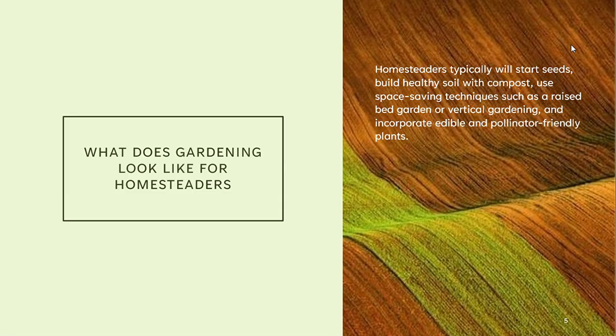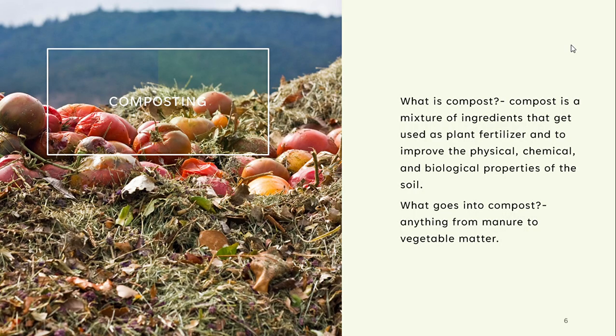What does gardening look like for homesteaders? Homesteaders typically start seeds, build healthy soil with compost, use space-saving techniques such as raised bed garden or vertical gardening, and incorporate edible and pollinator-friendly plants. Composting. What is compost? Compost is a mixture of ingredients that get used as plant fertilizer and to improve the physical, chemical, and biological properties of the soil. What goes in the compost? It can be anything from manure to dead leaves to vegetable matter.